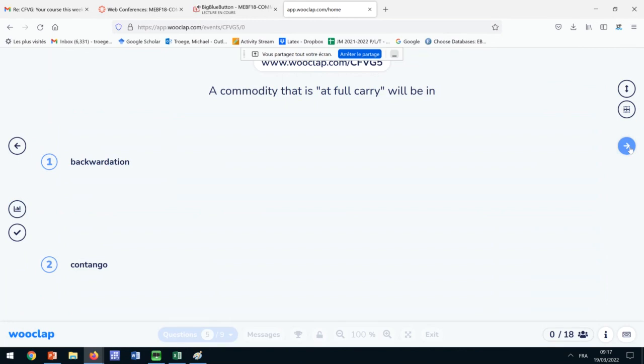Also, a commodity that is at full carry will be in backwardation or in contango. Okay, full carry means that all of these arbitrage operations are arbitraged away. So we have a shape that makes it impossible to do cash and carry and reverse cash and carry strategies.